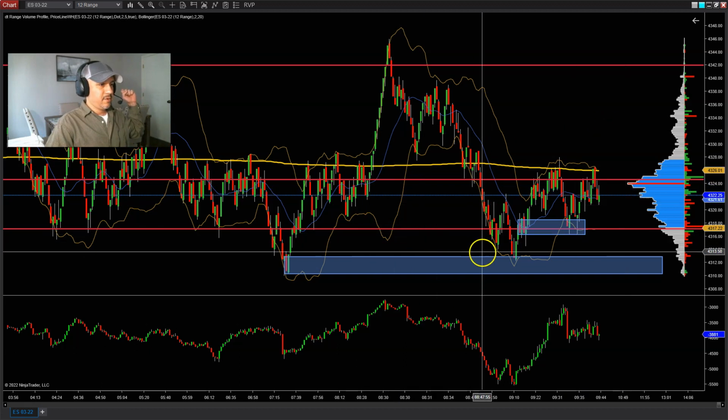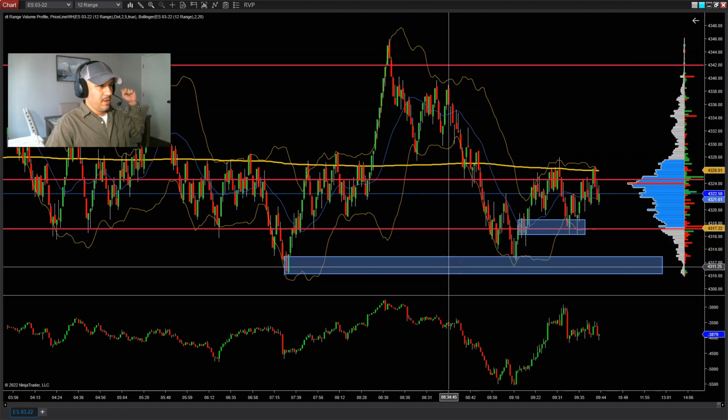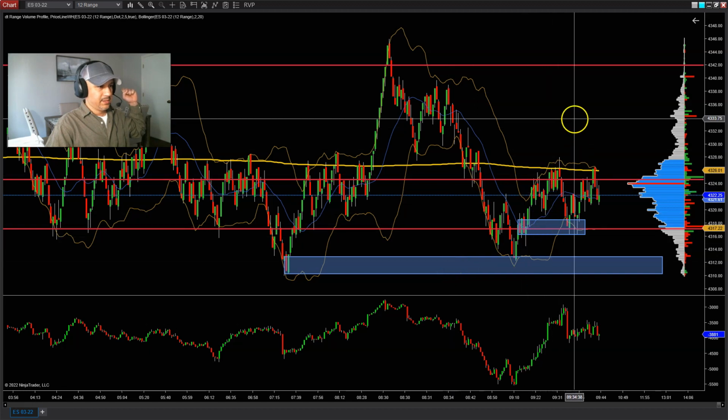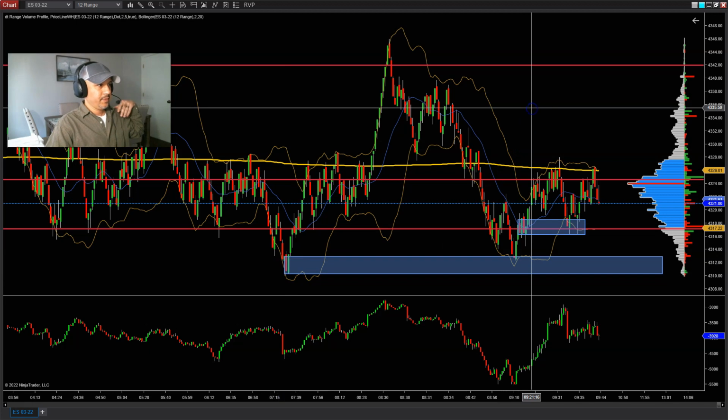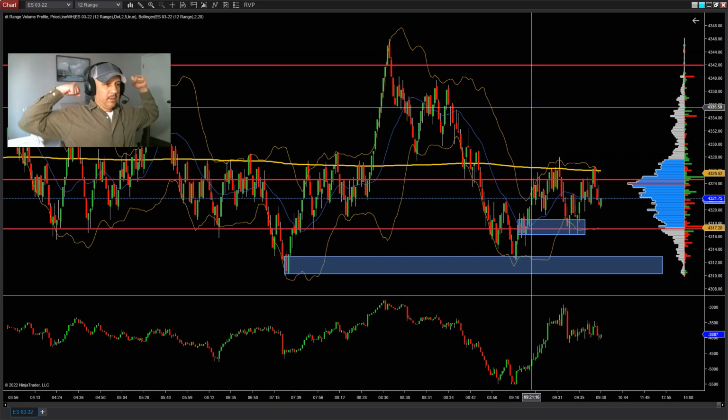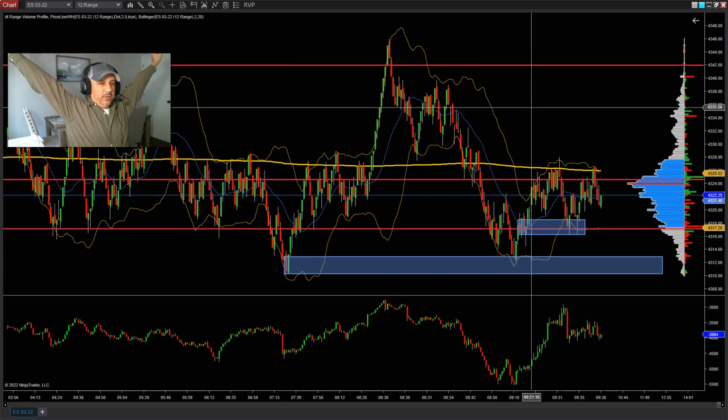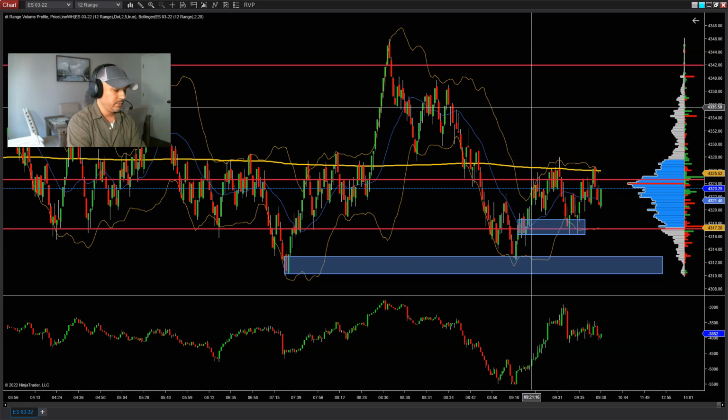But be mindful also, we have support sitting down here. So if it can't break highs to the upside, it may try to come down here and make a new low, breaking this low right here. So we'll see. Right now I'm not trading this because it's moving sideways. I'm going to try to get at least one more trade, guys. And today's Friday. I'm going to try to call it quits early.